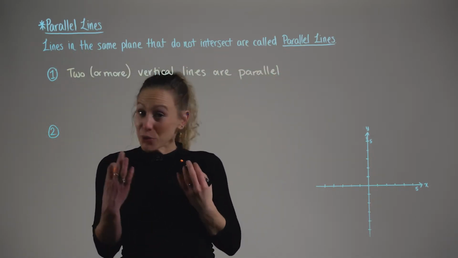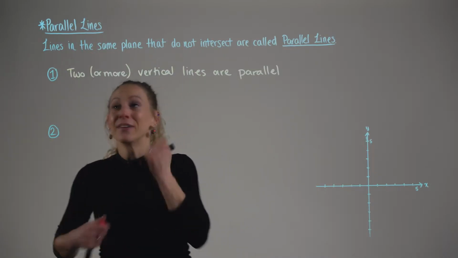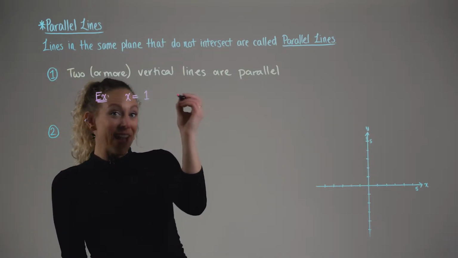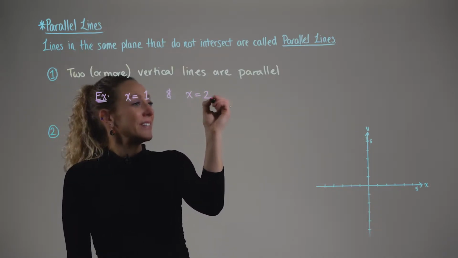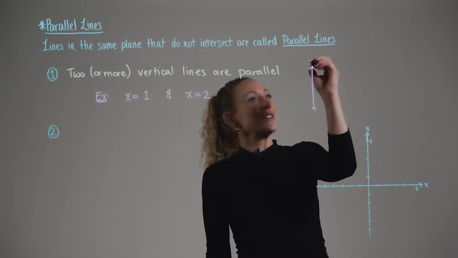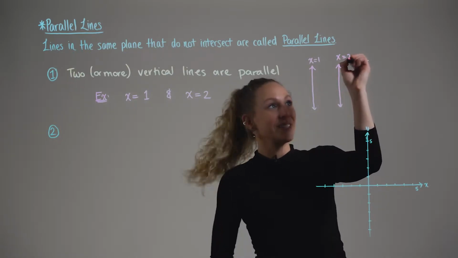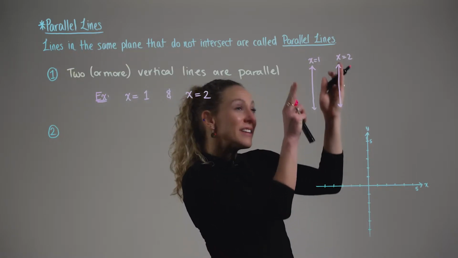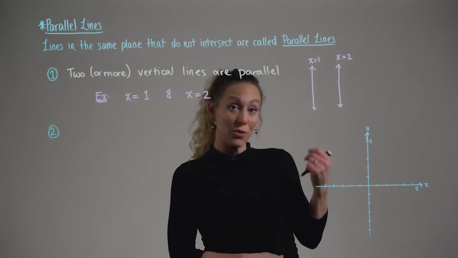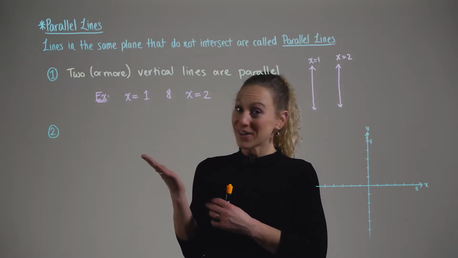So we can say that two or more vertical lines are parallel. So for example, two parallel lines might include x equals 1 and x equals 2. Now, graphically, we know that vertical lines look as follows. So we could say this is x equals 1, and here is x equals 2. And we can see that these lines run next to each other, increasing and decreasing infinitely in both directions without ever crossing.